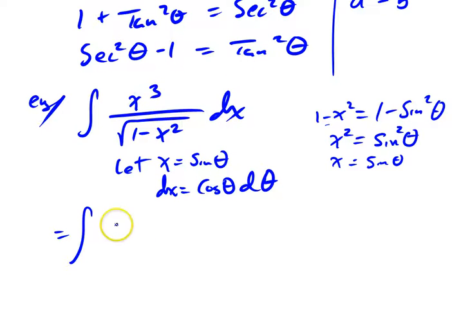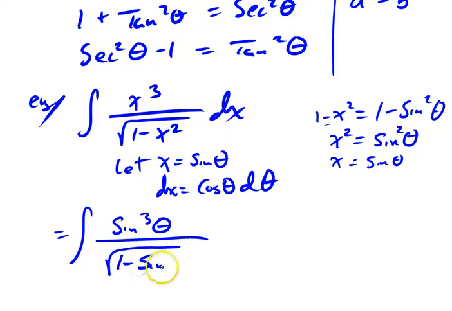So on the numerator here, I've got sine cubed theta. In the denominator, I've got a square root of 1 minus sine squared theta. And then I've got dx, which is cosine theta d theta.